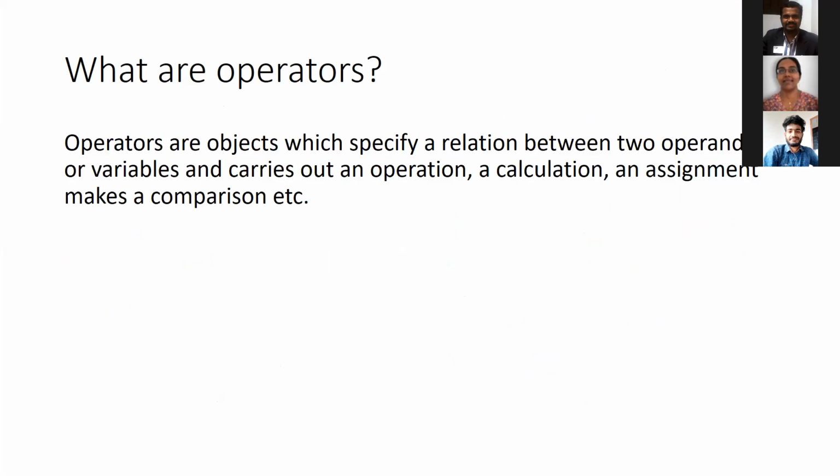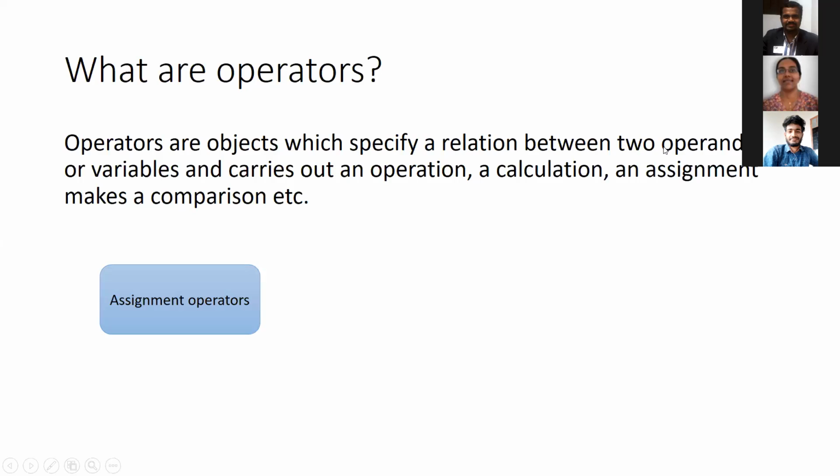So, what are operators basically? They specify relations, or they carry out operations between two variables. If you are using a plus operator, it is used for addition. The minus operator is used for subtracting two values. So you can carry out a calculation or simply an assignment. If you're using an equal to, with slight variation, we'll see how it is. That is also an operator, right? Anything which comes between two operands.